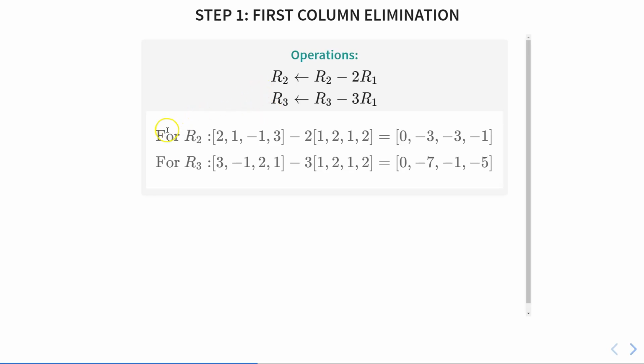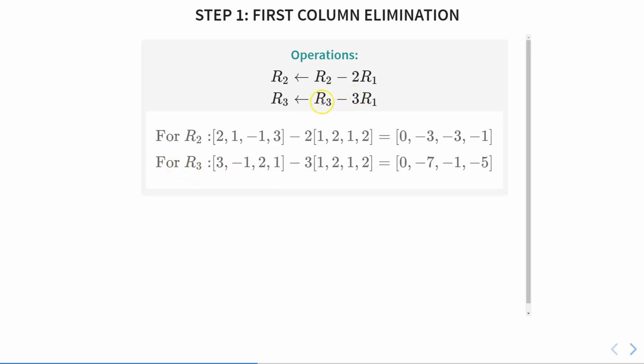So if I do the operation R2 minus 2R1, here R2 is 2 1 minus 1 3, minus 2 times R1, and R1 is 1 2 1 2. So if I do that operation, we'll get 0 minus 3 minus 3 minus 1.